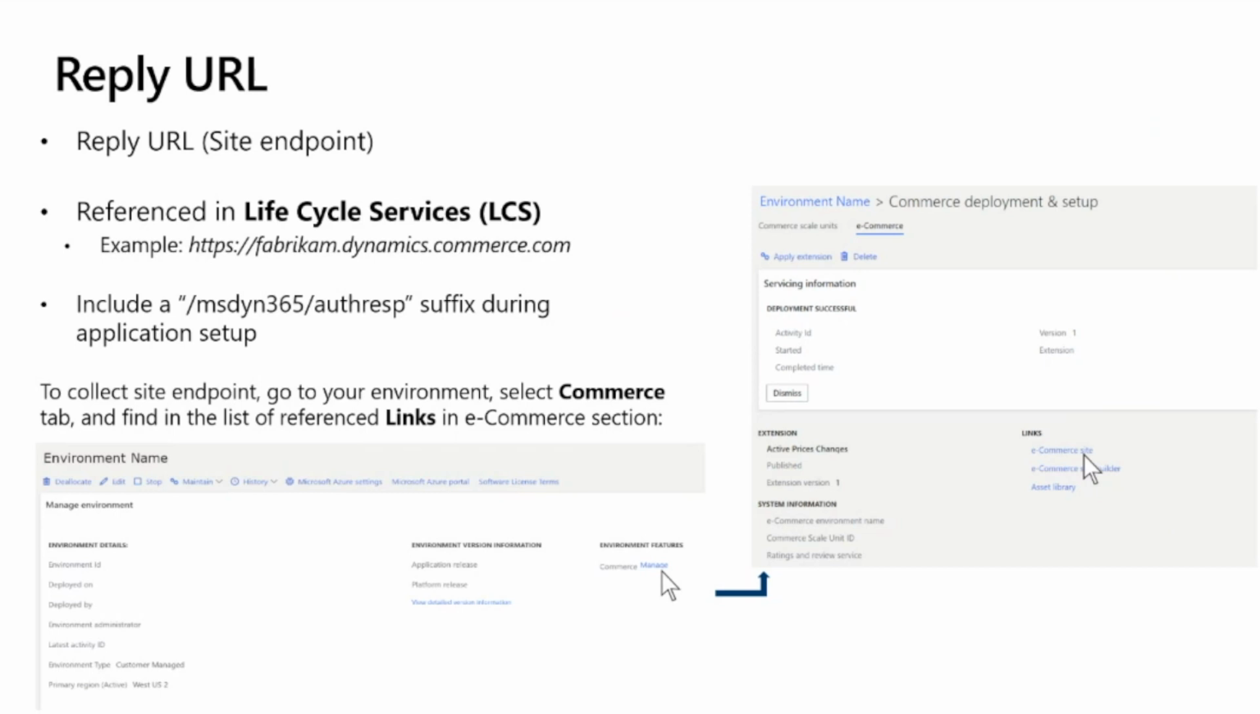Now for the reply URL as we're building it, you can go to Lifecycle Services and in LCS, navigate to your environment. From there, click on the section that says Commerce Manage, and the Manage button will launch the action window for the environment. Here you'll see the e-commerce tab, so navigate to that, and the relative links listed below are the e-commerce site, the site builder link, and your asset library link. So copy that e-commerce site link, and that's the site endpoint or URL that we'll need.